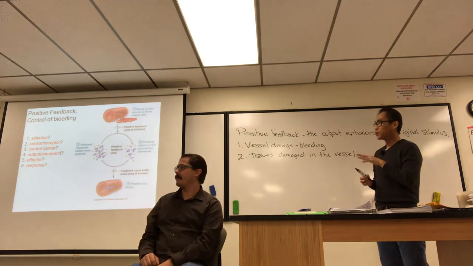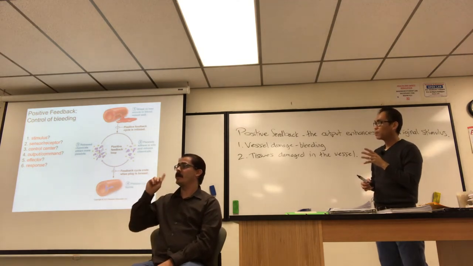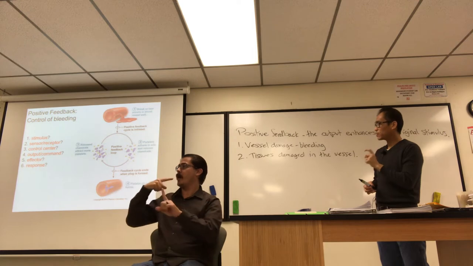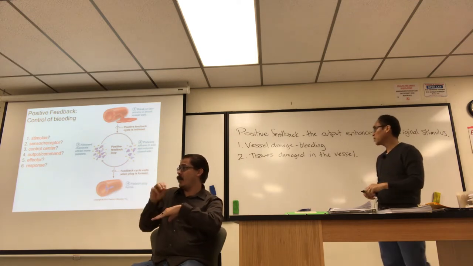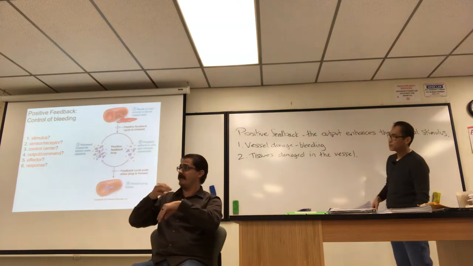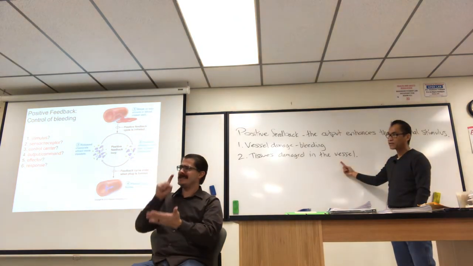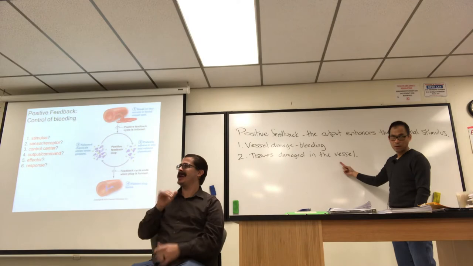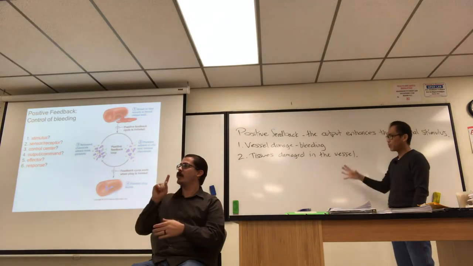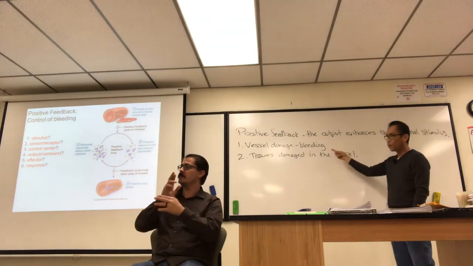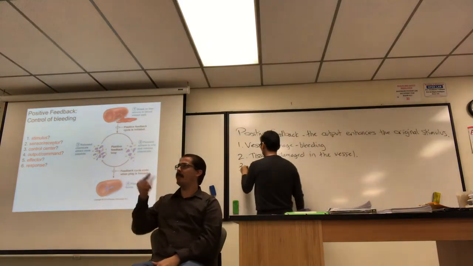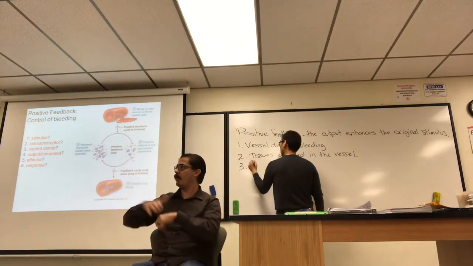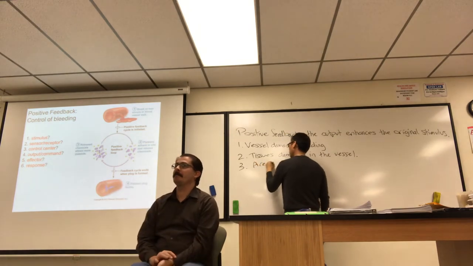So you're going to trigger a positive feedback cycle at the area of vessel damage and nowhere else. So not only does the vessel damage act as the detector, it also acts as the control center. That is where you'll mobilize the response to plug the hole, so to speak. Number three, what is the control center? Again, the area of vessel damage.